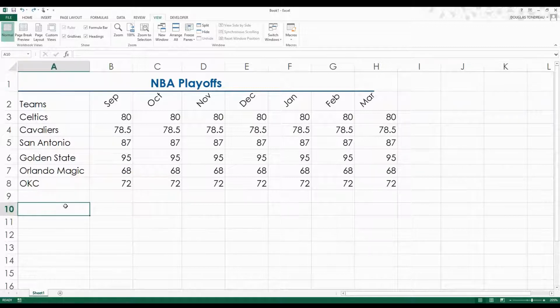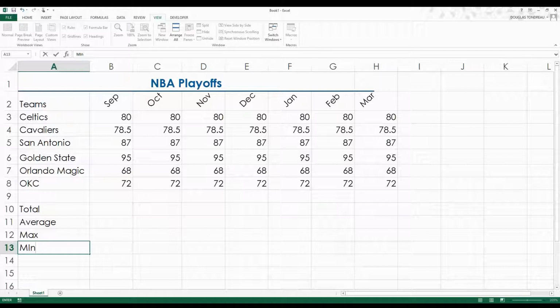Let's quickly go through some of the formulas that you had to do for your first lab. For your first lab, you had to use total, you had to use average, you had to use max, and I think you had to use min. I don't really remember.